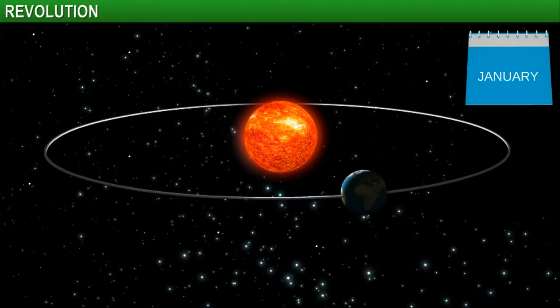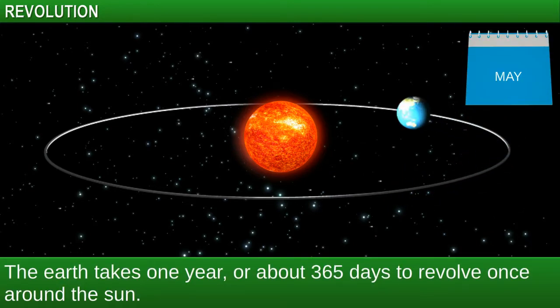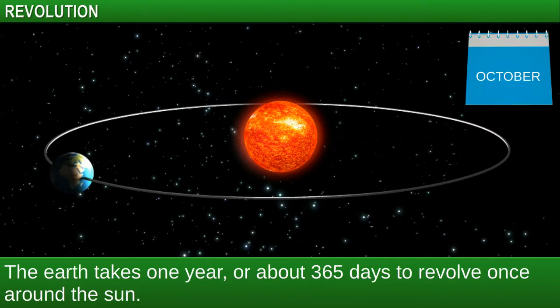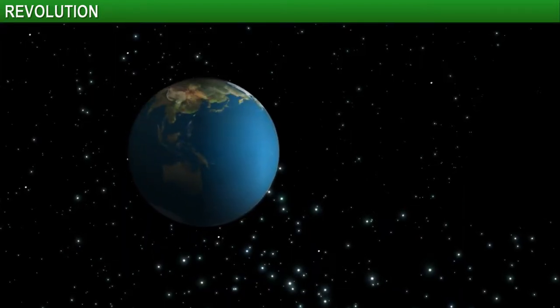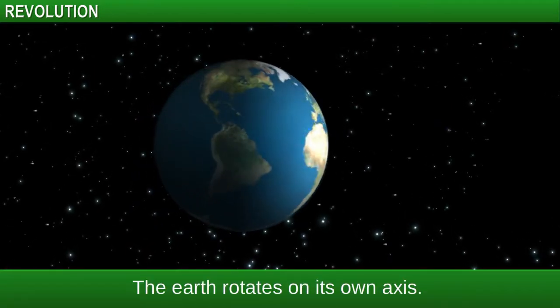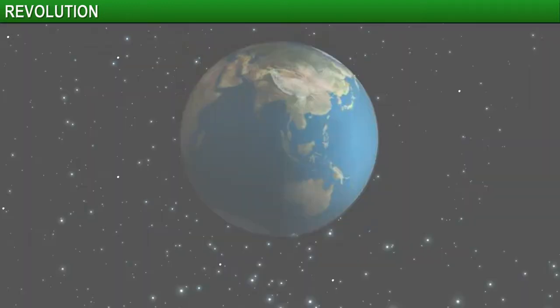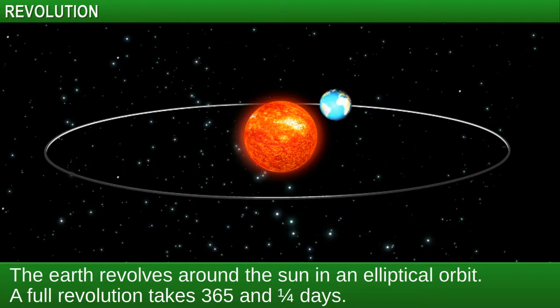A year is 365 days long, because that's about how long it takes for the Earth to complete one full revolution around the Sun. Let's understand what this means. You already know that the Earth is not stationary. It rotates or spins around its own axis. As it spins, it also moves in another way. It revolves around the Sun in an elliptical orbit.